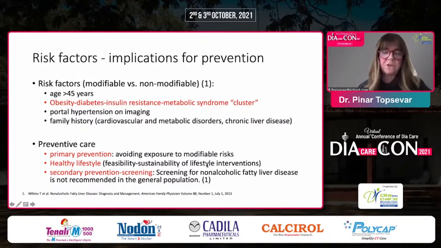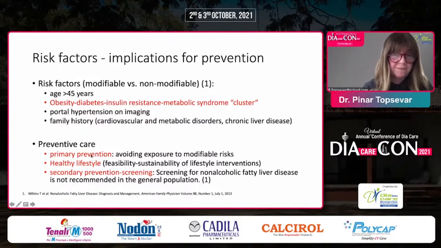Actually, from a biological point of view, they're very safe because we don't do any interventions, we don't even use any drugs. But it's hard to educate healthcare professionals. It's even harder for those healthcare professionals to motivate our patients. It's hard for our patients to change, to adopt a healthy lifestyle. And it's even more difficult to sustain this for a lifetime. So that's the downside of a healthy lifestyle. Otherwise, it's perfect.